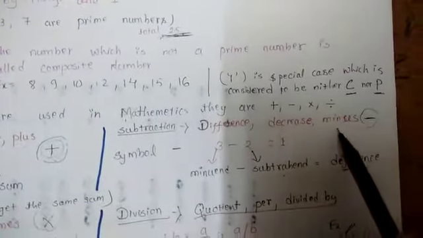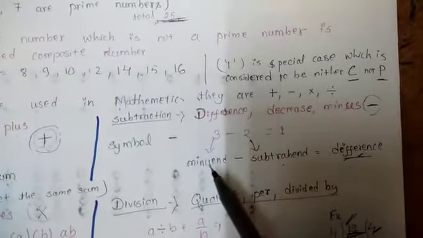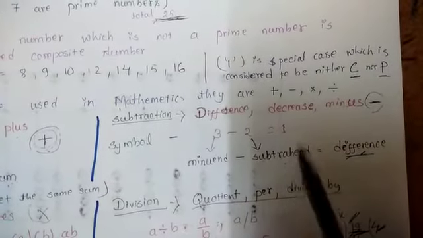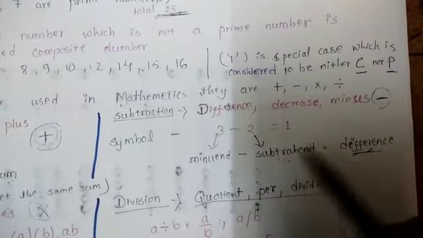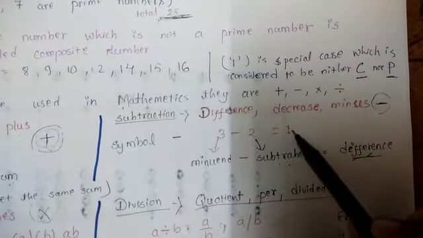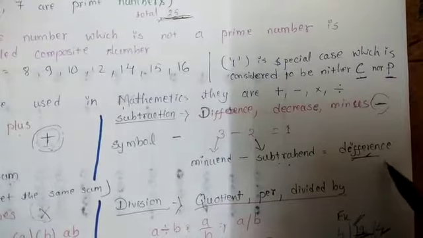Subtraction, the keywords are difference, decrease, the sign is called minus, the biggest number is called your minuend, the second one, the smaller one, is called your subtrahend, and the answer we get after subtraction is known as your difference.